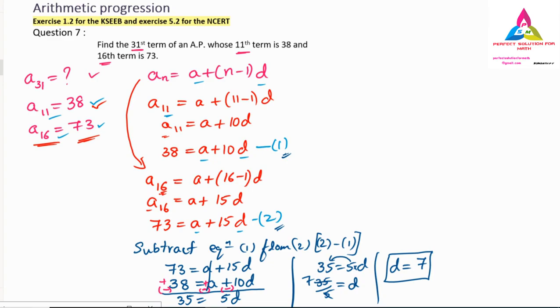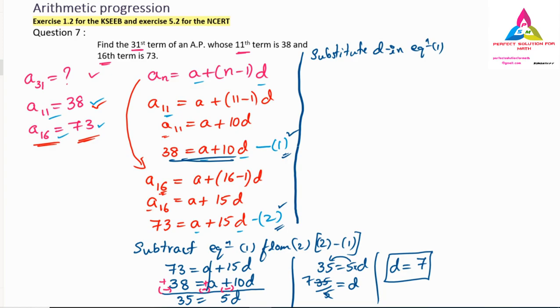Now the next step is we have to find the a value also. How to find the a value? When you are finding the a value, very important thing you have to see here, the first term or the second term. We have to substitute the d value in equation 1 or equation 2. So we will substitute d in equation 1. So what is equation 1? Equation 1 is over here, you can check. That is nothing but 38 is equal to a plus 10d.